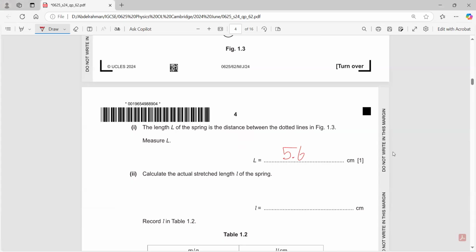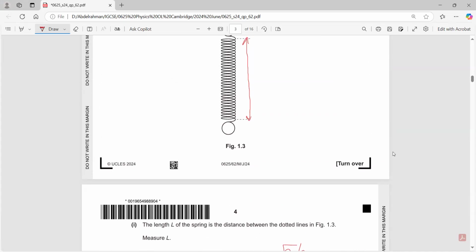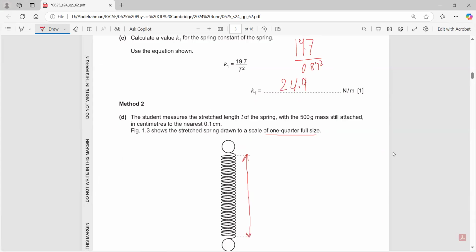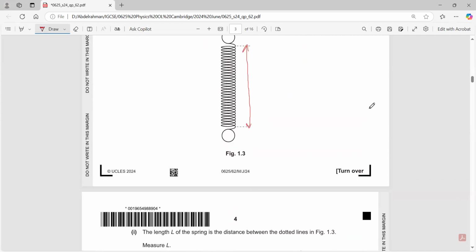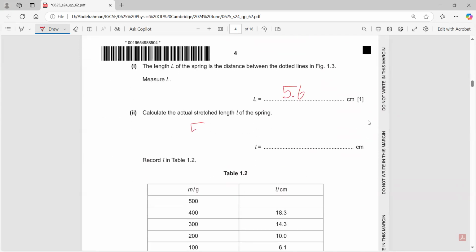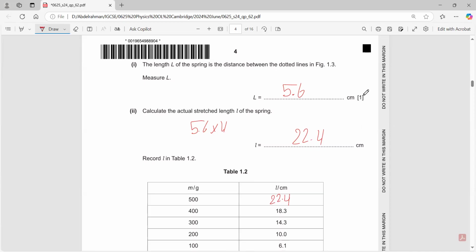Calculate the actual stretched length. Can I find the actual stretched length? Yes. It would be 5.6 multiplied by 4, or you can divide by 1 over 4, which is the same. So 5.6 times 4 is 22.4. I need to record the length in the table. 22.4.